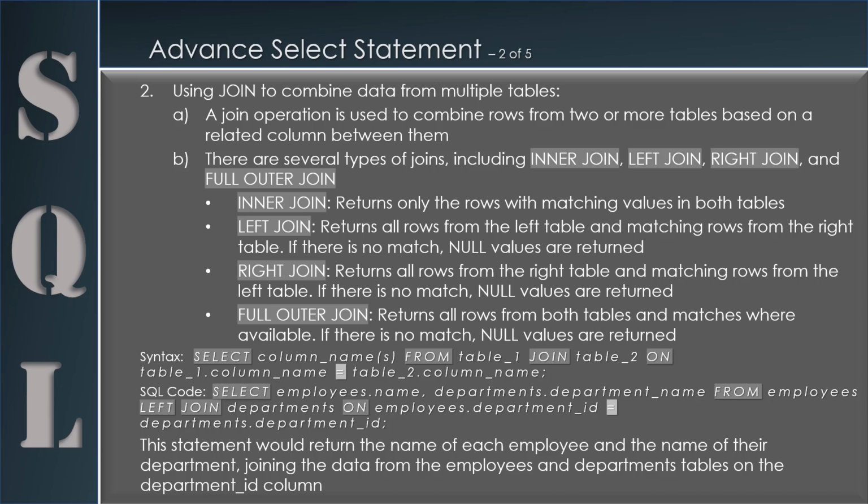In the second example, you can say select employee name, department name from employees table left join departments on employee.department ID, which is the column name, equals department.department ID. This statement would return the name of each employee and the name of their department, joining the data from the employees and departments tables on the department ID column.